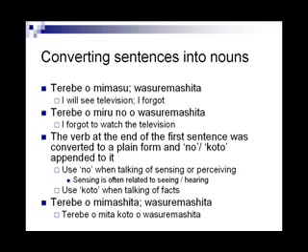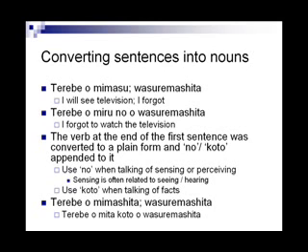Terebi wo mimasu. Wasuremashita. These are the two sentences. I will see television, I forgot, or watch TV, I forgot. You can translate this way. Wasureru is a group 2 verb meaning to forget. This can be combined to a single sentence as Terebi wo miru no wo wasuremashita. This means I forgot to see or watch the television.